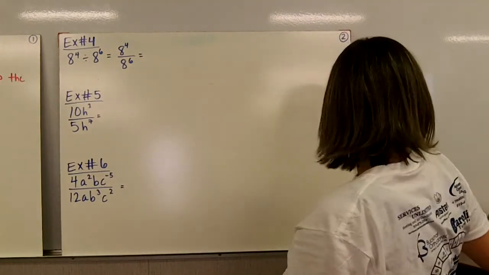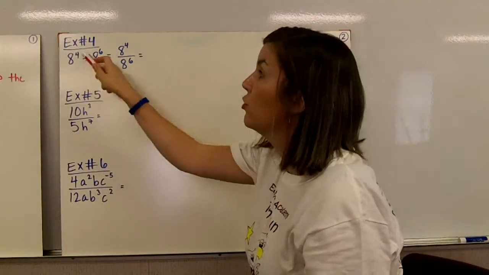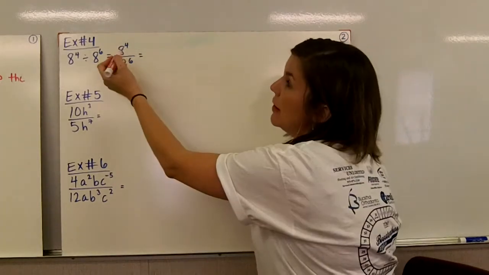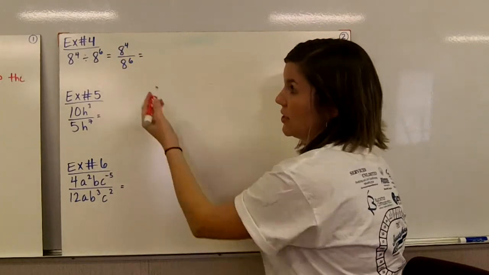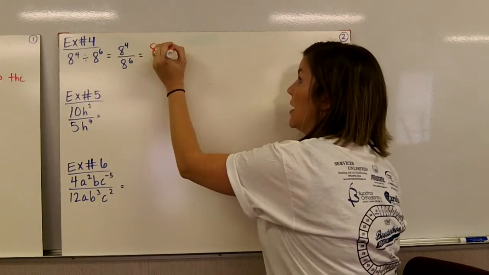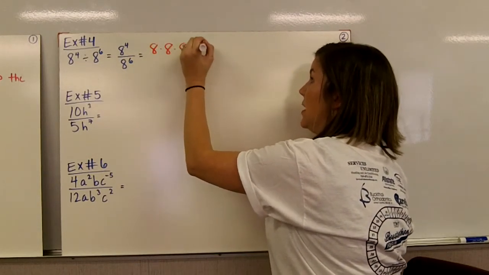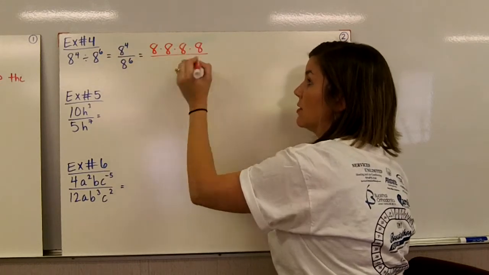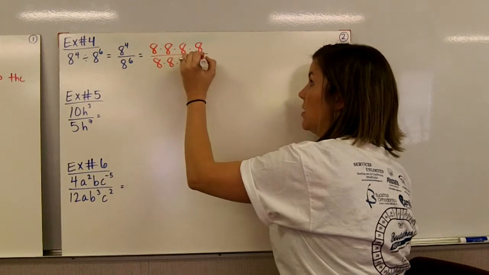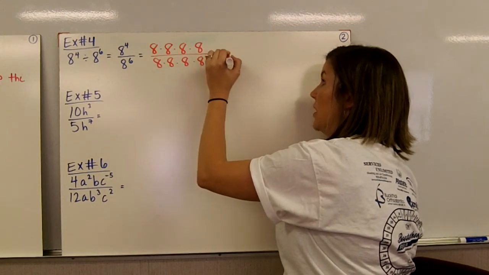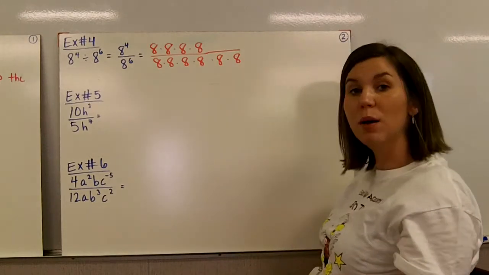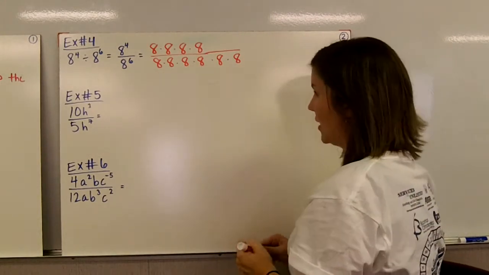Example number 4. 8 to the 4th power divided by 8 to the 6th power. That's how we can rewrite it. So this means 8 times 8 times 8 times 8, 8 four times, on top. In the bottom, 8 times 8 times 8 times 8 times 8 times 8. There are 6 eights in the bottom. And we can cancel these.